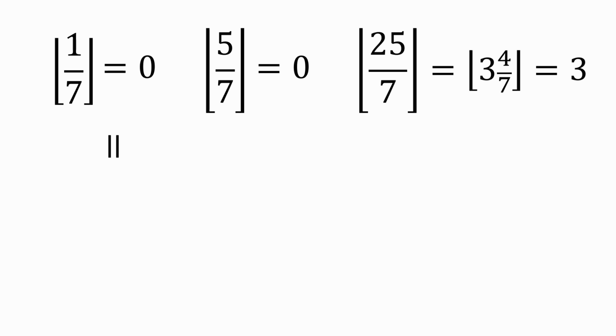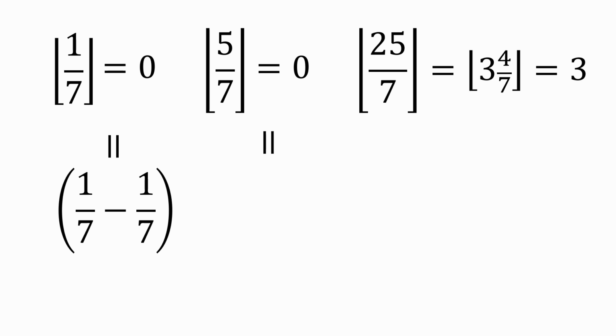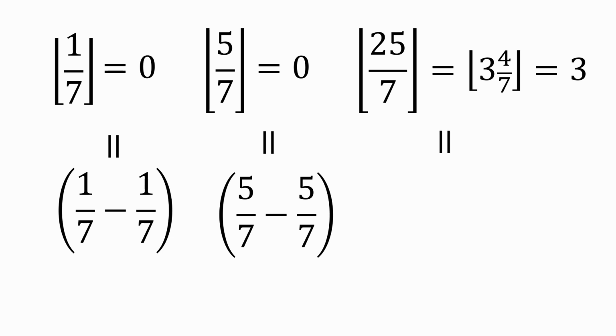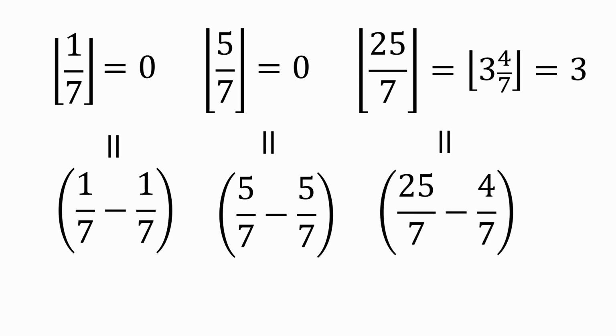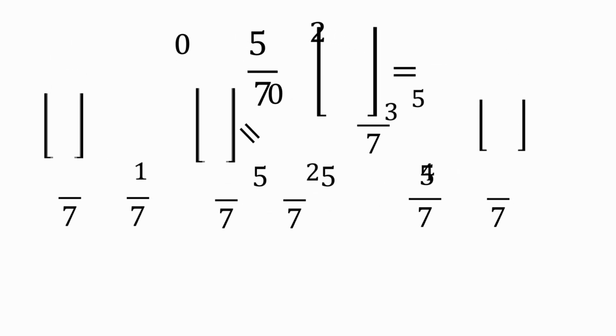Let's start with the floor of 1/7. It's the same as 1/7 minus 1/7. The floor of 5/7 is also just 5/7 minus 5/7. And for the floor of 25/7, it's just the same as 25/7 minus 4/7. In other words, we're just mimicking the floor function by removing the fractional part.